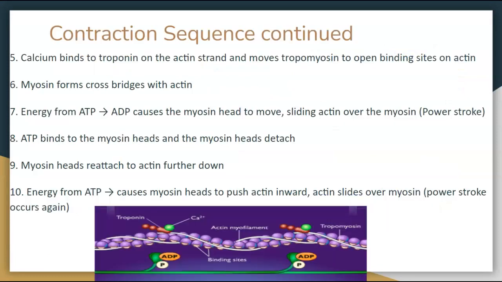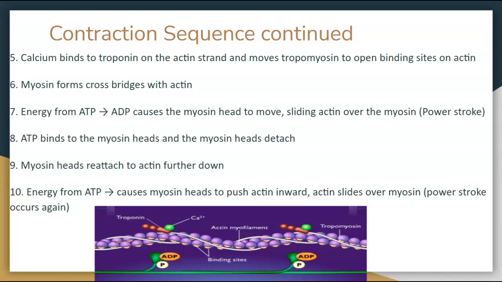Calcium is released. Once calcium is released, this is where it gets interesting. Calcium gets released, and it binds to troponin, which is on the actin, right? So calcium gets released, binds to troponin, and what that does once calcium binds to it is it moves tropomyosin. So the calcium binding causes a chain reaction and tropomyosin moves. Now those binding sites are open.